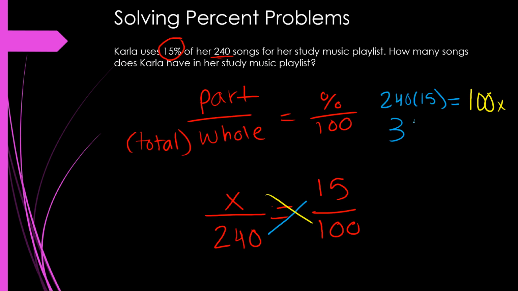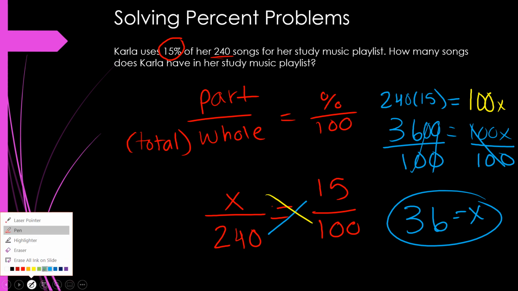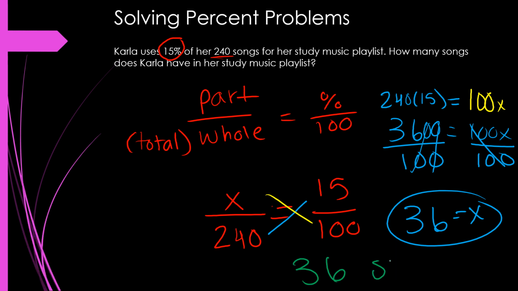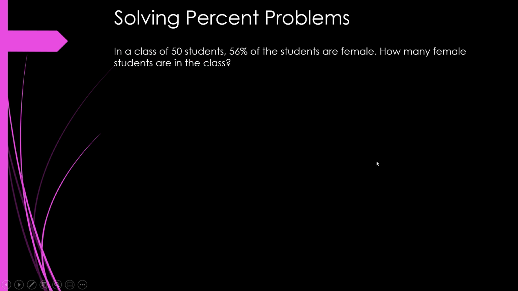So 3,600 is equal to 100x. Now to get x by itself, the opposite of multiplying by 100 is dividing by 100. We're going to divide both sides by 100. These two zeros will cancel, which means 36 is equal to x, which means that Carla uses a total of 36 songs on her playlist. Okay, so 36 songs on her playlist.